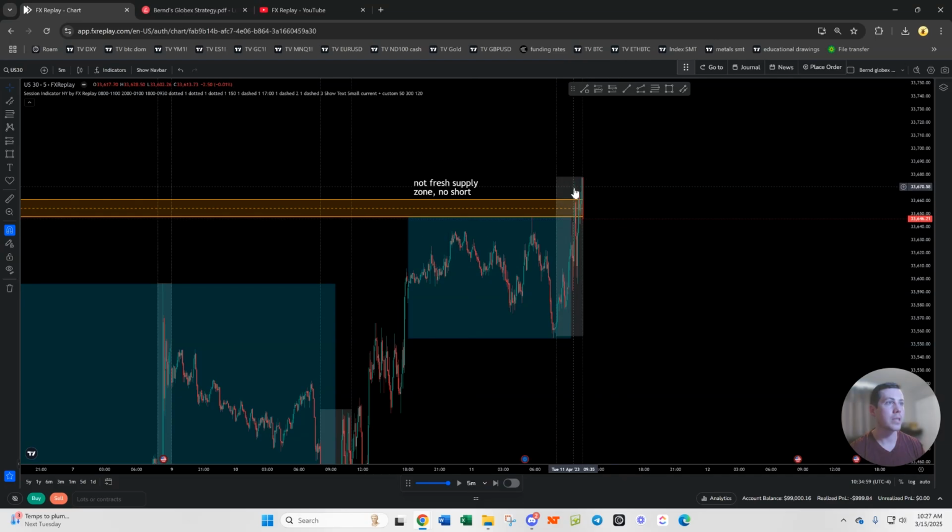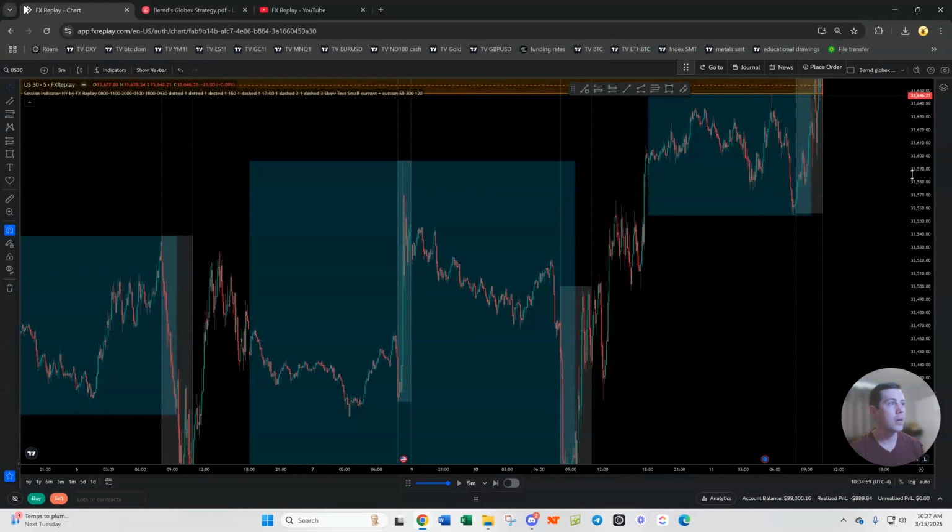It probably would have wicked this out. It would have been past the 0.33 buffer. So again, this is why we're only using them on that first attempt. That gave the really nice reaction. Unfortunately, it just wasn't during our trading session.